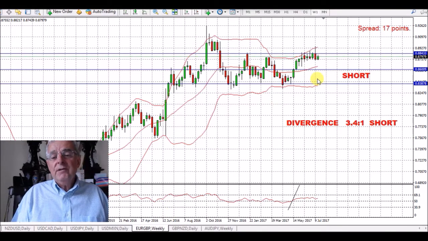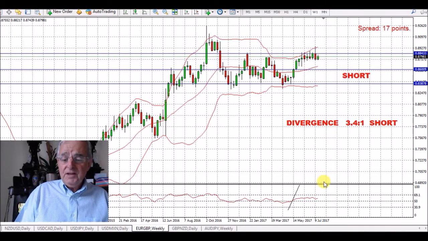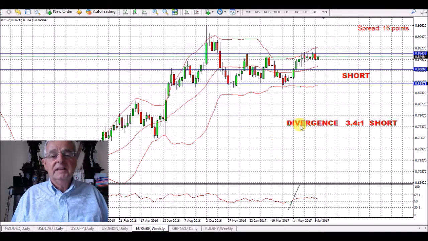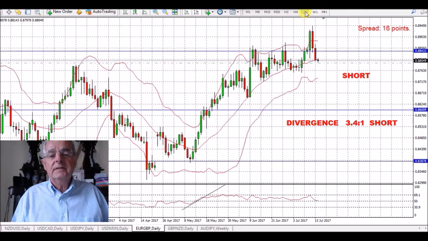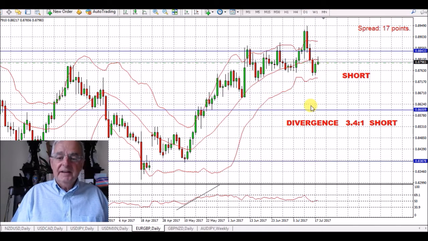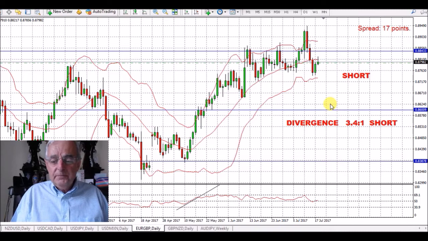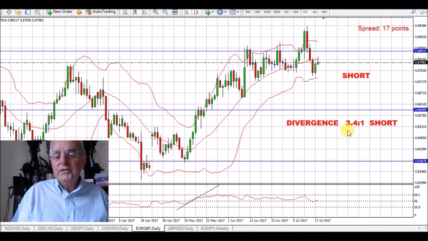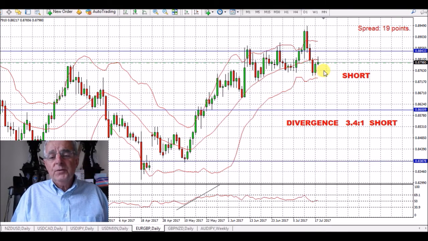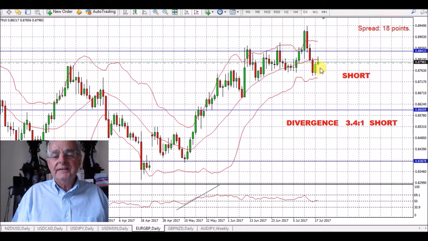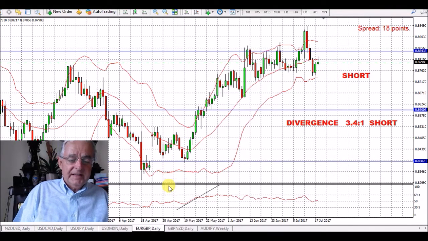Euro GBP, we're about at entry. It hasn't done anything for the last few days. We're below 69.1 on the RSI, and this is a weekly chart. Whoops, that's the daily chart. We're just above the 50. It's 3.4 to 1 short for the pair. We're looking for this to go on down. It's had a couple of candles up. Leave it a couple of days, see how it goes.